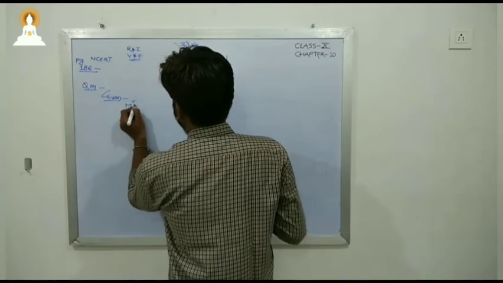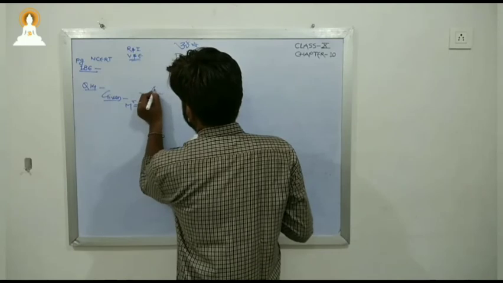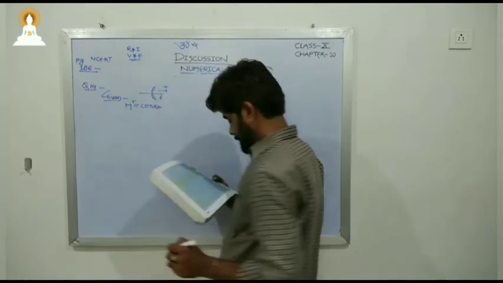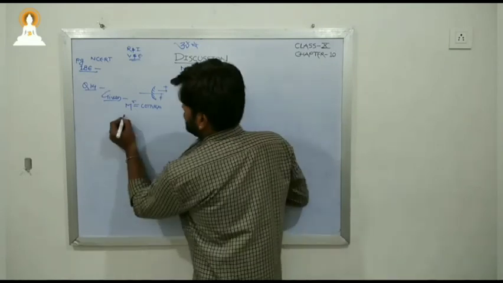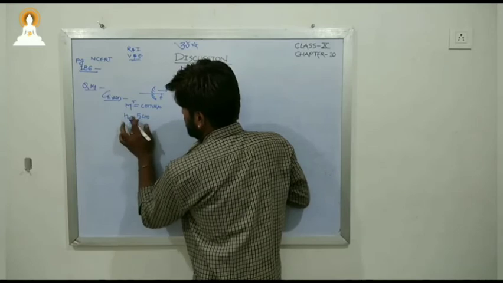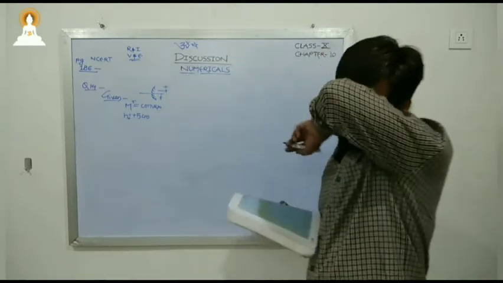Mirror, convex. Convex mirror is just like this. Focus is here, which is plus. Object, height of object 5 cm, that is with plus sign. Okay, plus sign, because object will always be erect one.